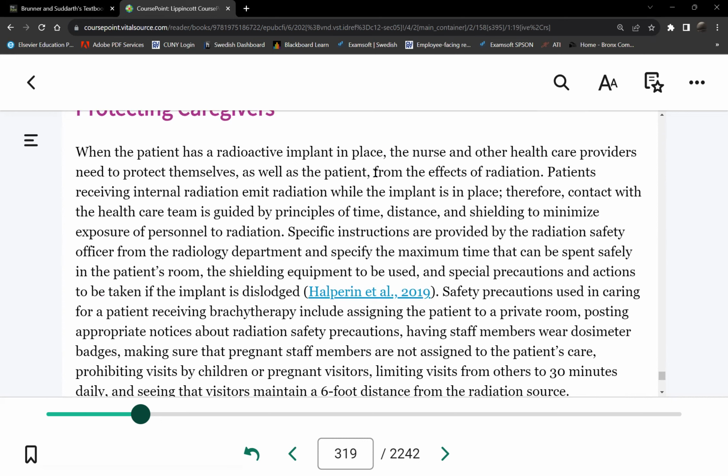So we're still in radiation. Radiation, we already talked about precautions. How far again for external radiation? 3 feet. How long? Less than 1 hour, ideally. An hour maximum.